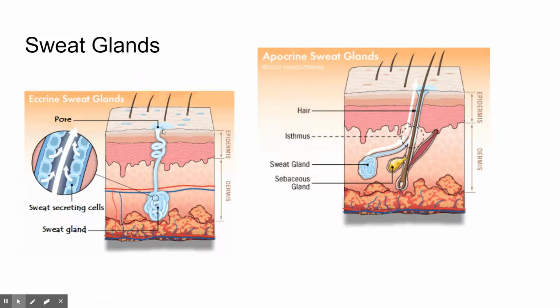And the big purpose, of course, for sweat is to keep the body from overheating. The body will release sweat because water retains a lot of energy, and by getting rid of that water, it can get rid of all that energy and thus cool the body down.